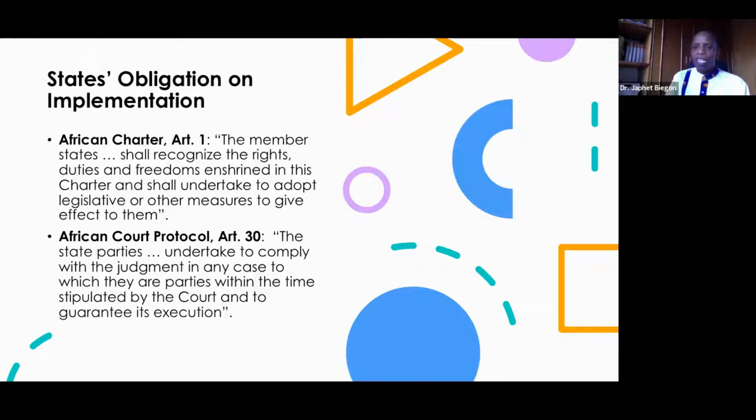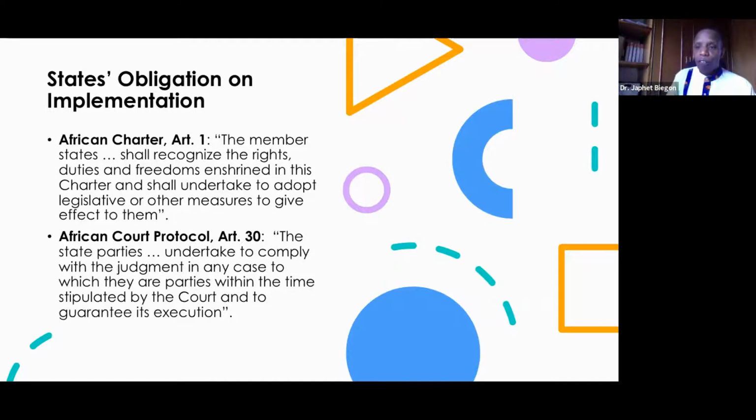Here, the argument is that other measures as defined under Article 1 should include complying and implementing with the decisions of the African Commission. Actually, it would be an absurdity for state parties to create the African Commission, give it the power to interpret the Charter, give it the power to determine communications or complaints and issue decisions, then turn back and say that those decisions are of no value at all. So on the basis of Article 1, it has been argued and agreed that states have an obligation to comply and implement the decisions of the African Commission.